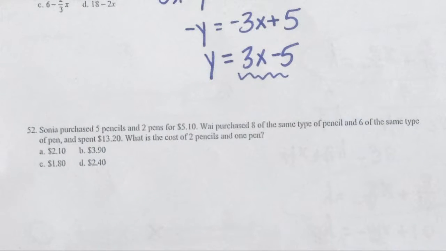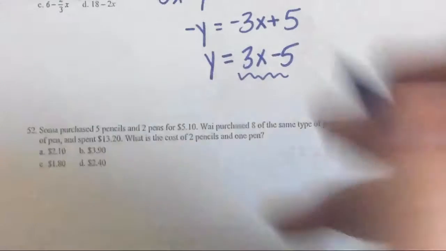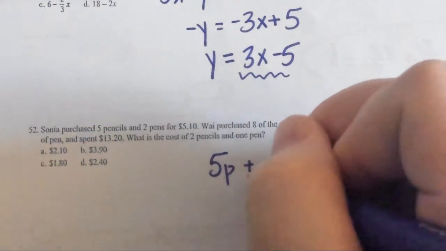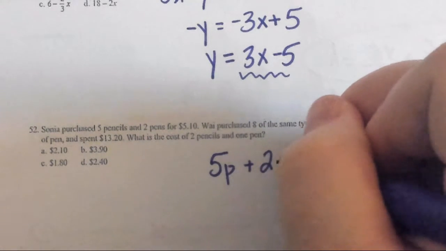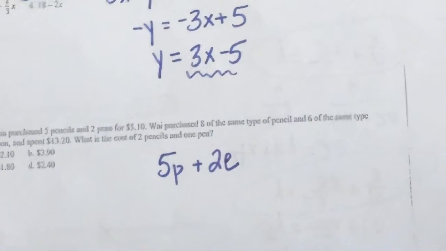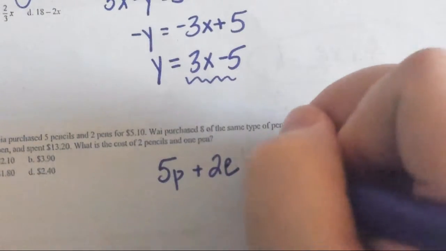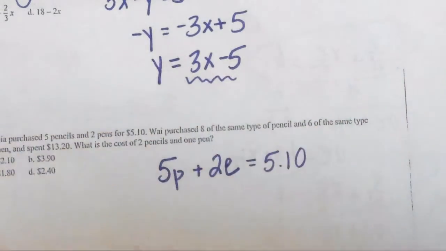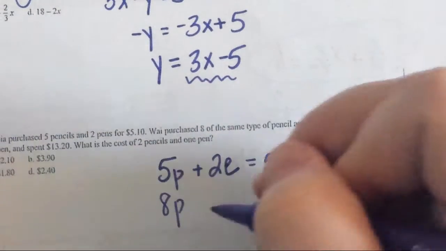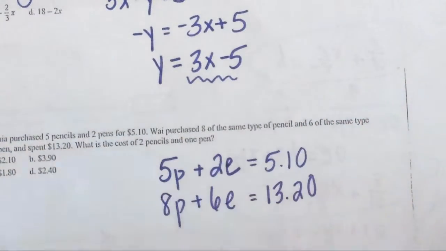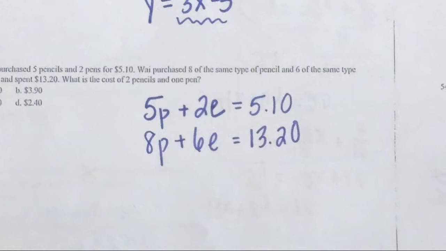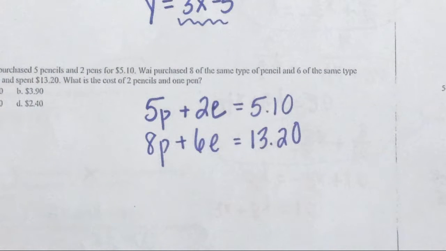Okay, Sonia purchased 5 pencils and 2 pens for $5.10. So 5 pencils, 2 pens. I'm just going to put E. I like E for pens. It's fine. It doesn't matter. I could have done x's and y's. And it equals 5.10. We purchased 8 of the same type of pencil and 6 of the same type of pen, and we spent $13.20. And then they asked, what is the cost of 1 pencil and 1 pen? What would be the easiest way to solve this kind of a word problem?